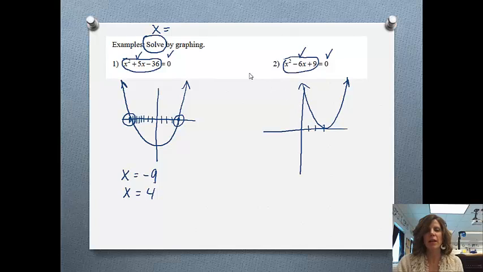All right, and so when I'm graphing it, I need an x equals. What does x equal? Where does x hit the x-axis? It's right here, and it's at 3. So my answer will be x equals 3.